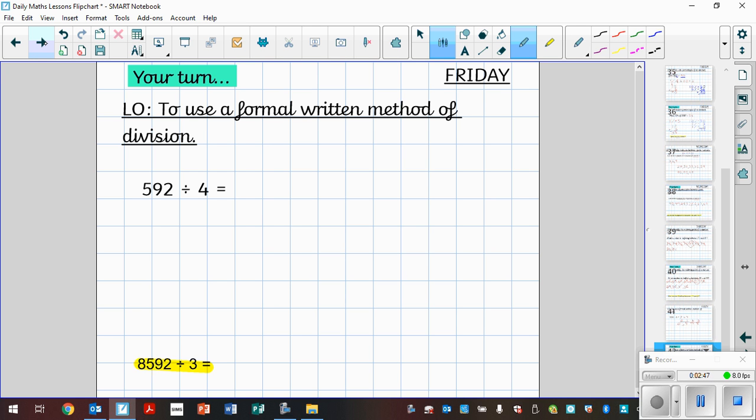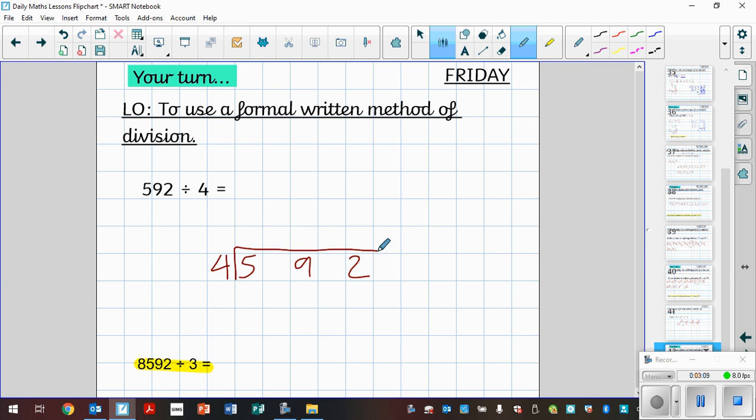So let's have a look at it then. Let's answer the question. So we know that our divisor is 4, and we are dividing 592 by 4. Now again, I've left a gap between each digit in case I need to exchange any digits. I can clearly see where I've done that.